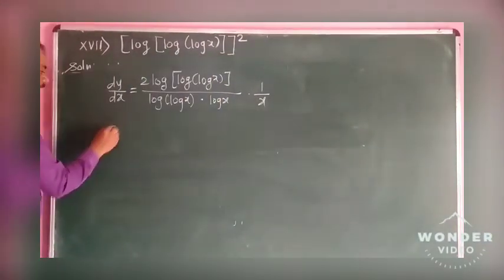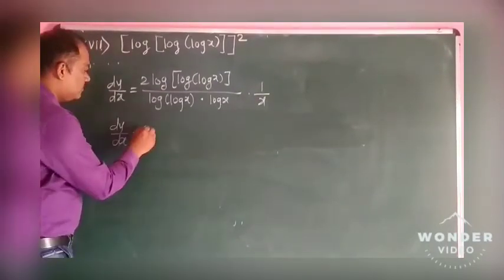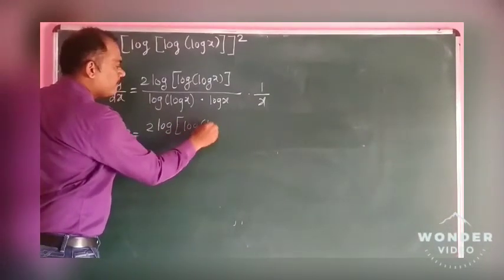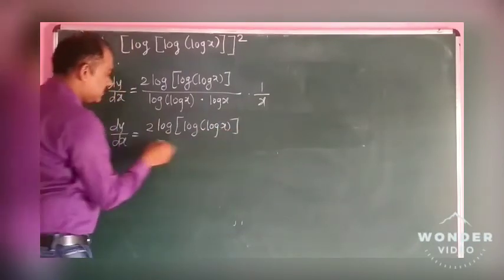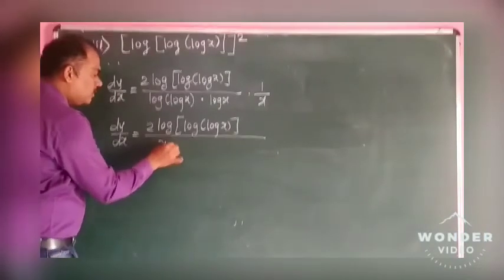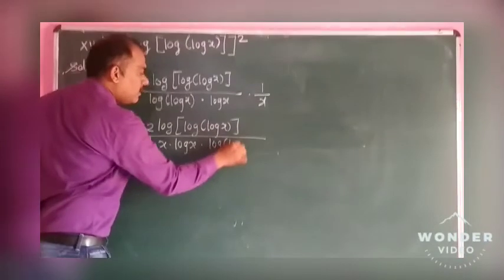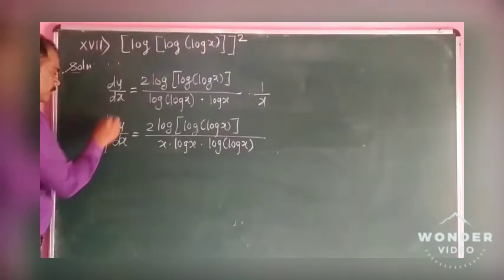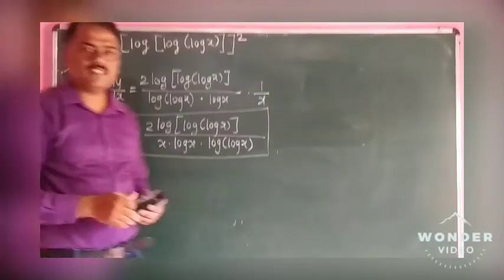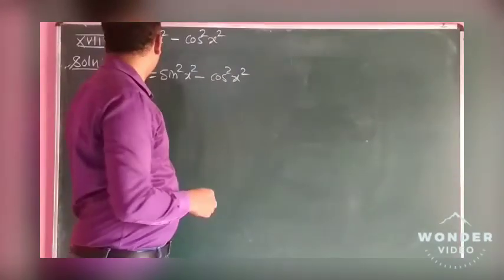Okay, we can rewrite as dy by dx is equal to 2 times log x divided by, we can write the denominator as x into log x into log x, which is the required answer. We discuss the next example. The next example is example number 18.